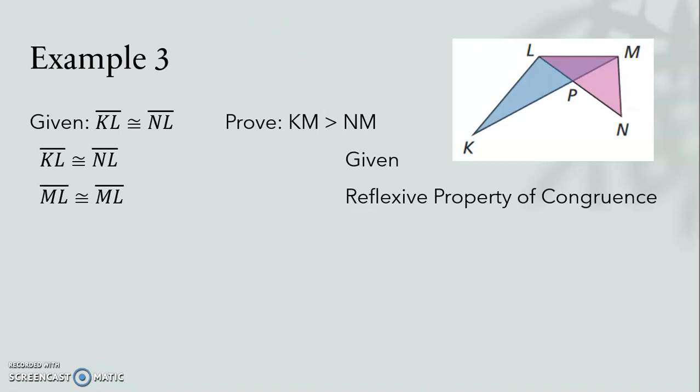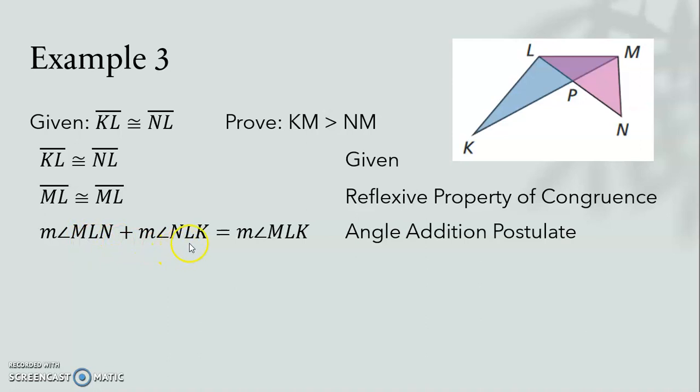Now I need to prove about the angles connecting those sides because I need to compare the other sides. So I need to prove about the angles across from them. Now, we don't really have a way to compare these. I do know that MLN plus this blue angle here, which is NLK, is going to equal MLK. So I can use my angle addition postulate, okay? But we don't really have a way to just compare these two angles outright. So I'm going to start with angle addition. So here's my equation from angle addition postulate. So I have this thing.